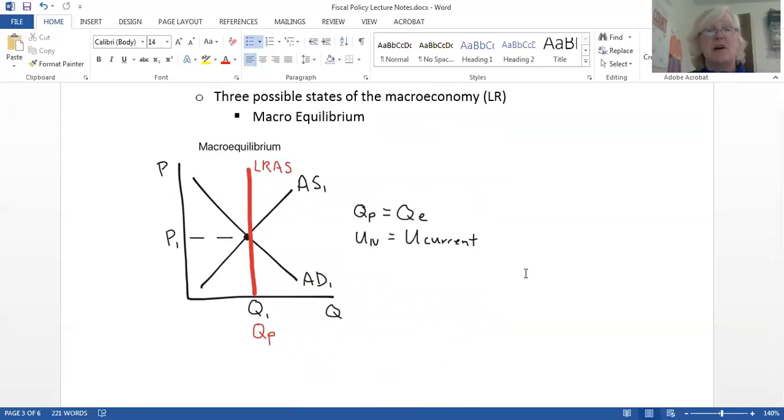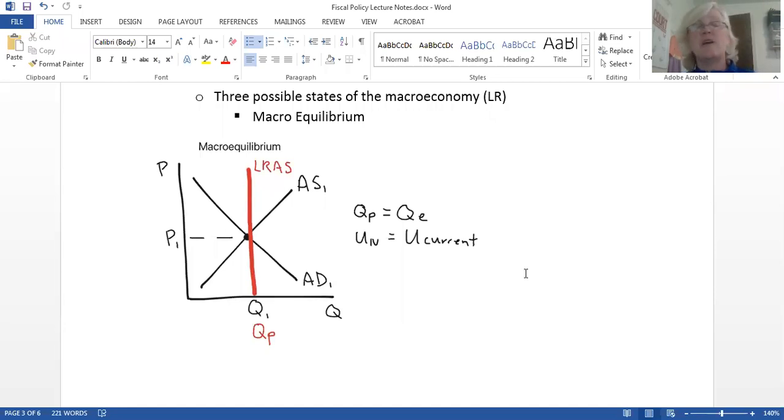That red vertical line in this case is our desired point. We want to be on our frontier. If we're on our frontier, we're hitting the LRAS. So the best possible scenario is that LRAS crosses the intersection of our short run. So the black intersection is our short run. That's where we are at the present moment. And the red line tells us where we could be in the long run if we were on our frontier.